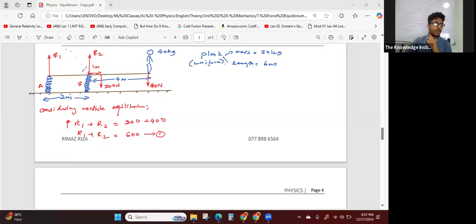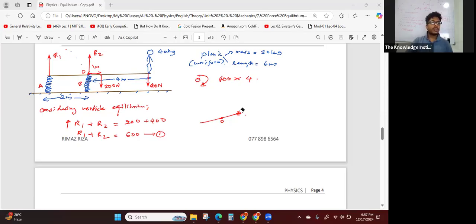Let's say O. So taking moment, I consider clockwise movement from point O. Then I have this 400 Newton making clockwise. So 400 into the distance to that, which is 4 meter. And for R2, we are taking the moment from the line of action of R2, so R2 won't come, right? Because if you take the moment along the line of action of a force, the perpendicular distance will be 0. So R2 will not come into this equation.